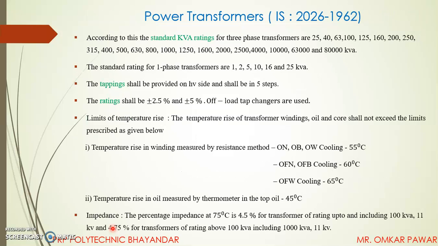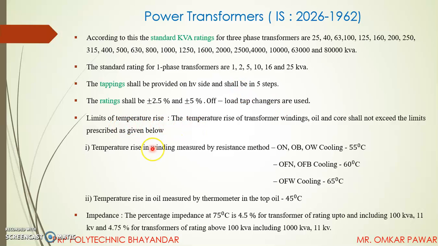Next is the power transformer, that is IS 2026/1962. According to the standard, the kVA ratings for three-phase transformers are 25, 40, 63, 100, up to 10,000, 63,000 and 80,000 kVA. And for single phase transformers, 1, 2, 5, 10, 16 and 25 kVA are preferred. Tapping shall be provided on the high voltage side only and shall be in 5 steps. Rating shall be plus minus 25% and plus minus 5% voltage difference is allowed. So off-load tap changers are used.